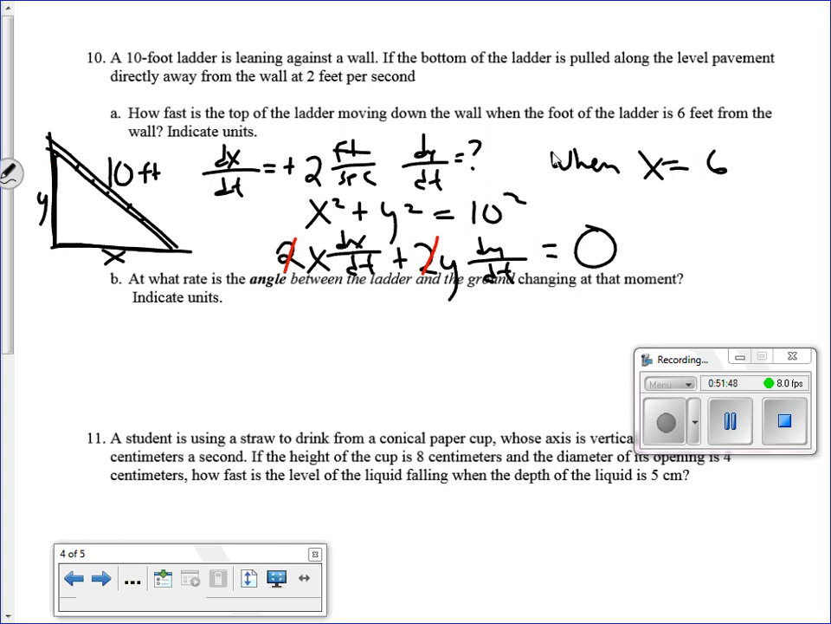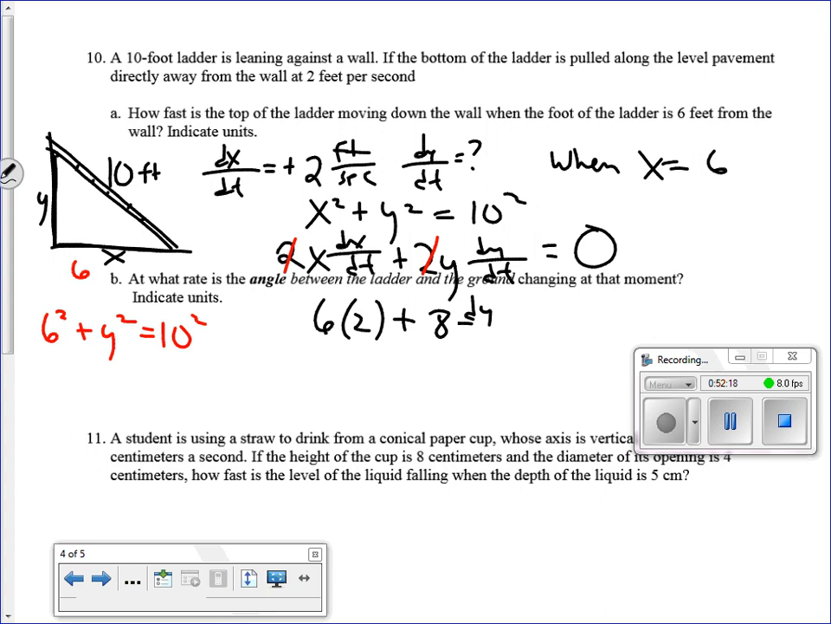Fill in 6 for x. dx/dt we're given was positive 2. Now, they didn't give us the y, but that's okay because at the moment when x is 6, it's still a right triangle. If you didn't know it, you could say 6 squared plus y squared equals 10 squared. But you might realize this is just a 6, 8, 10. So if you solve for y, you would get 8. So I'm going to fill in 8 for y.